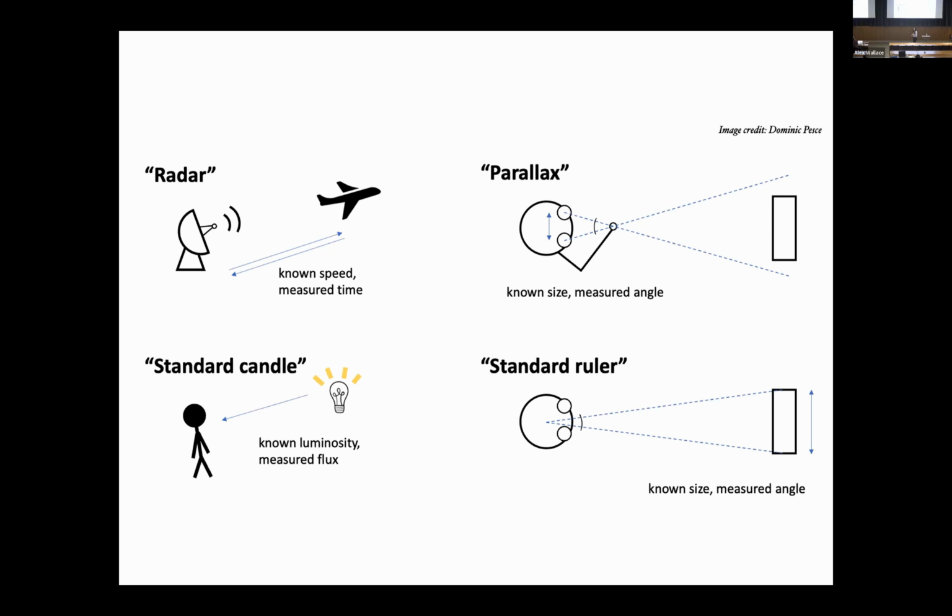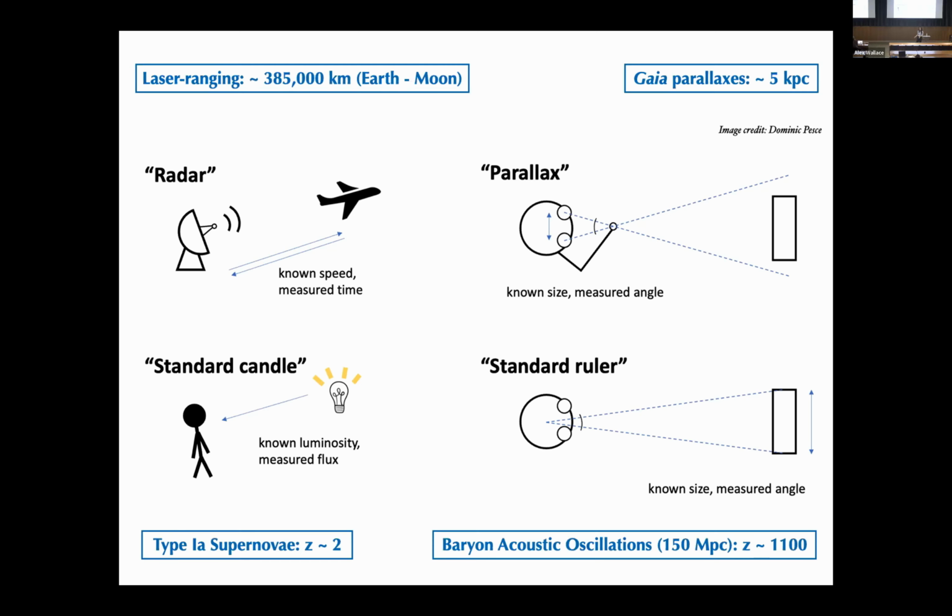And so that's just a geometric measure of distance. We have standard candles, which is where you have something of a known luminosity. And so then based off of how its apparent magnitude is, you know how far away it is. And then we have a standard ruler, which is where you have a known size, and then you measure its angular size, and now you know how far it is. So each of these methods is only appropriate in a certain range of distances.